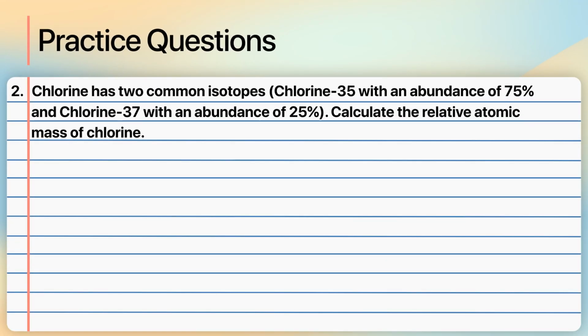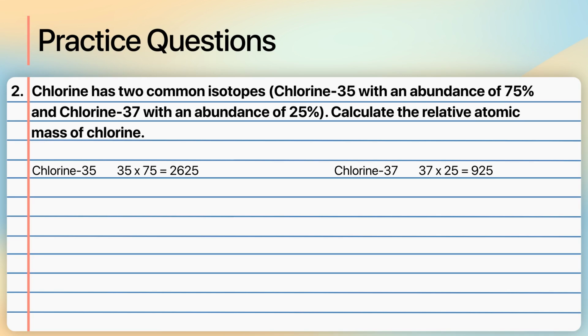Question 2. Chlorine has two common isotopes, chlorine-35 with an abundance of 75% and chlorine-37 with an abundance of 25%. Calculate the relative atomic mass of chlorine. First, we multiply the mass of each isotope by its relative abundance. For chlorine-35, this is 35 times 75, which equals 2,625. For chlorine-37, this is 37 times 25, which equals 925.